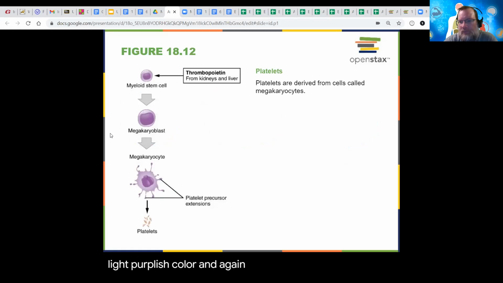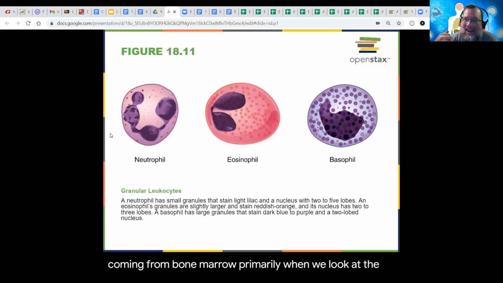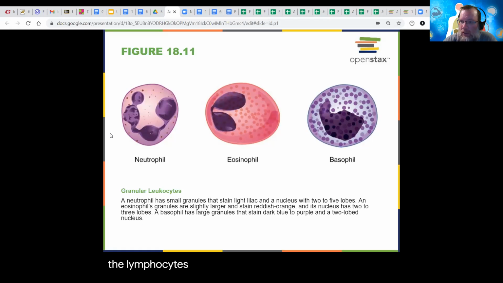And again, where are all of these coming from? Coming from bone marrow primarily. When we look at the agranulocytes, so no granules, we primarily are thinking of the lymphocytes. Okay, lymphocytes. And again, they're more specific to the immunity. We're going to see those in more detail either next week or the week after.